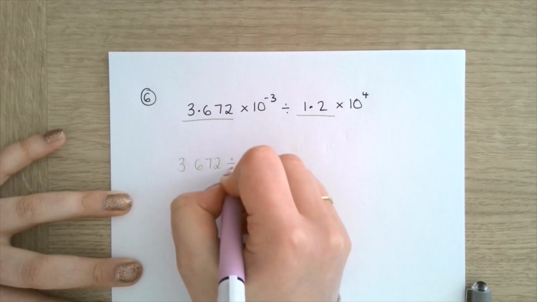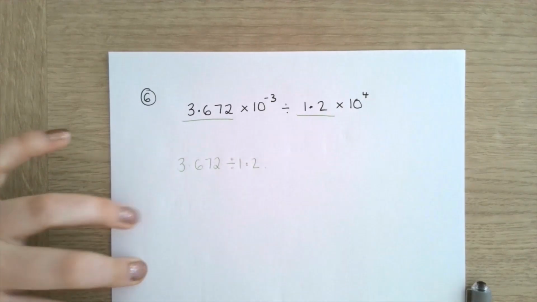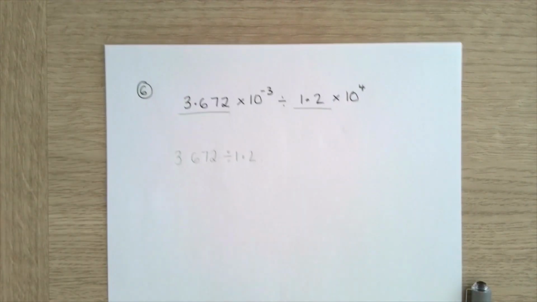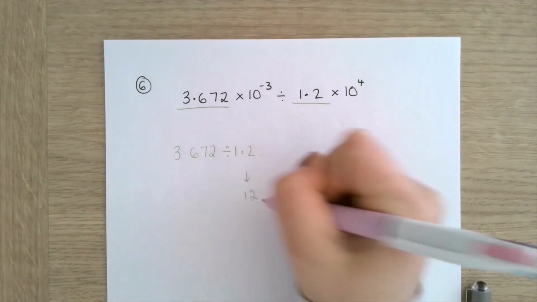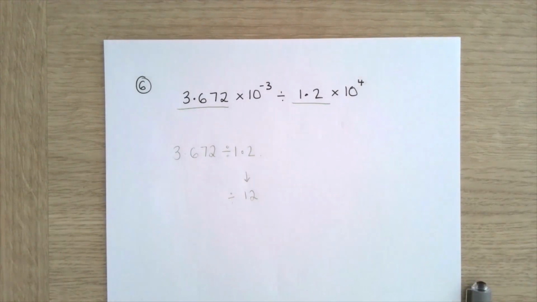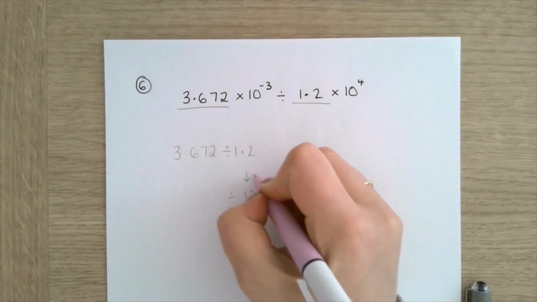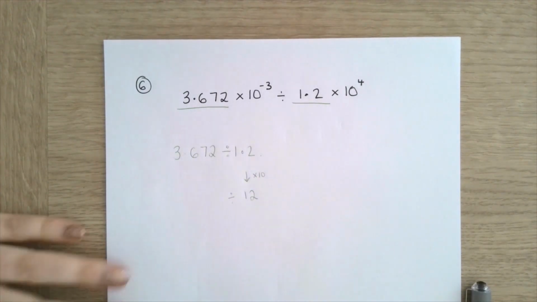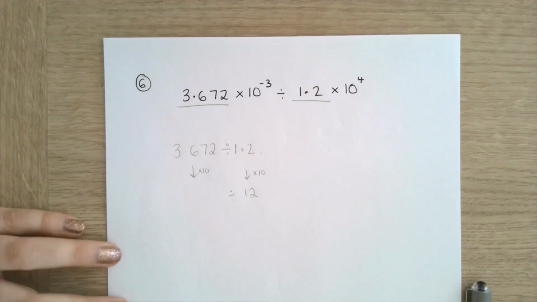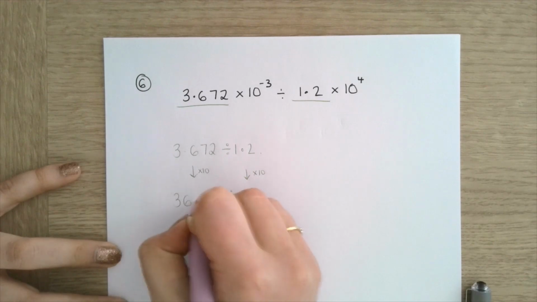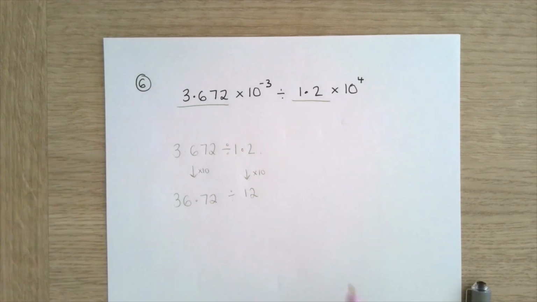3.672 divided by 1.2. Now, I think that's a really nasty question to have to work out. I'm a lot happier if I am able to divide by 12. So what I'm going to do, if I multiply the 1.2 by 10, I have to multiply the number that is being divided by that number by 10 also. So I've got 36.72.